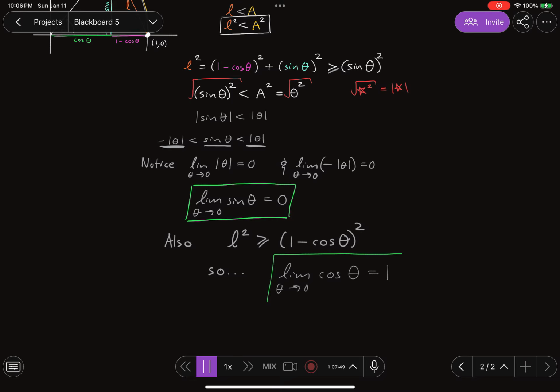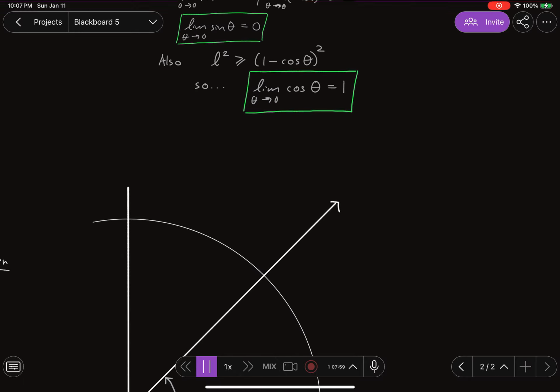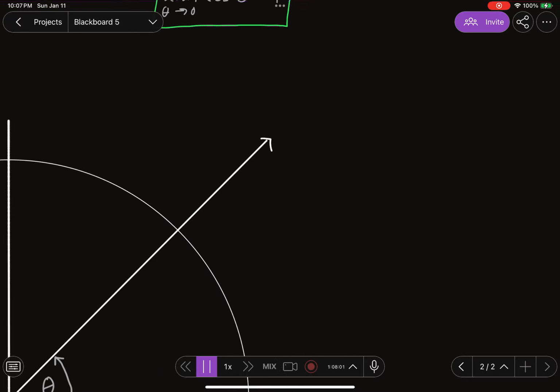And now we are going to go to a very similar proof, but this is a famous result, okay? We want to figure out what the limit as theta approaches 0 of sine of theta divided by theta is. And this is the last thing we're going to do. It's going to be a long theory video, but it's a really important theory video.